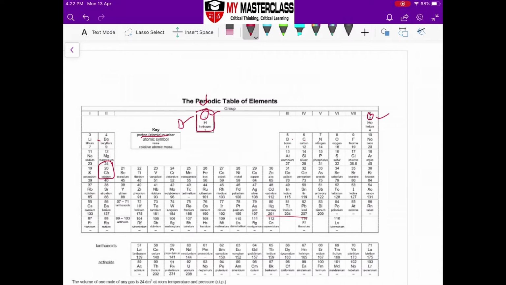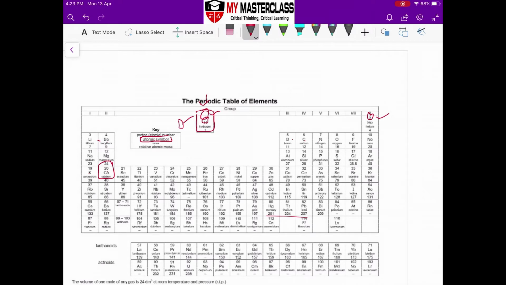A capital letter represents one element. The next thing in the key is the atomic symbol. In this case, for example, your hydrogen, the symbol is a capital H. So capital H represents one element. In this case, the element is hydrogen.